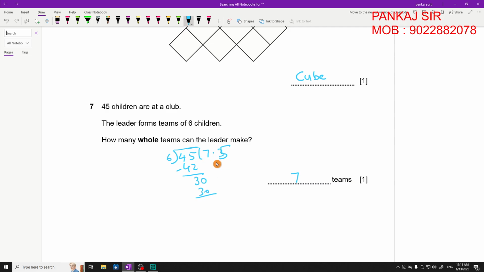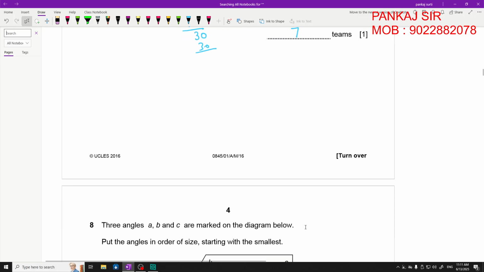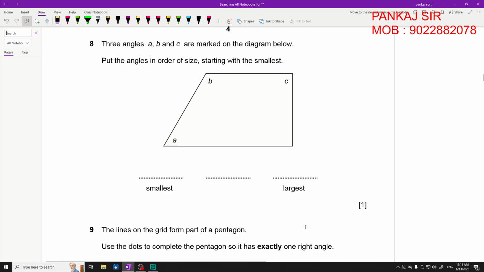But 7.5 teams is not a whole number, and he wants the answer to be in whole numbers, so you'll have to go by 7. Okay. So that is how we have to deal with this particular question, question number 7. Let us move on to question number 8.